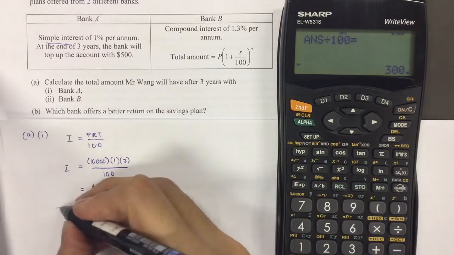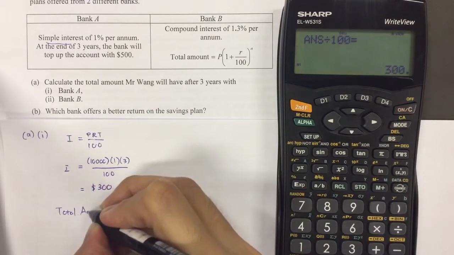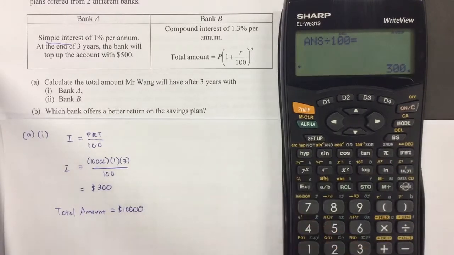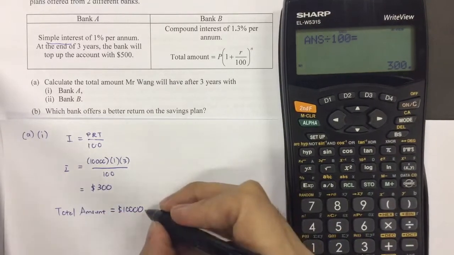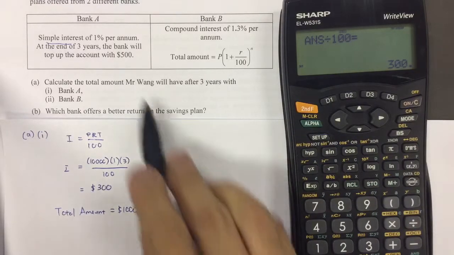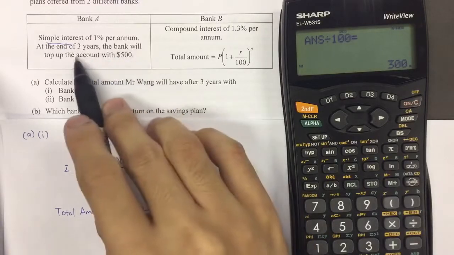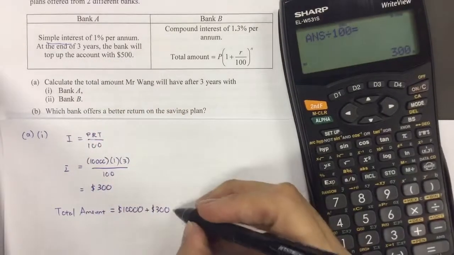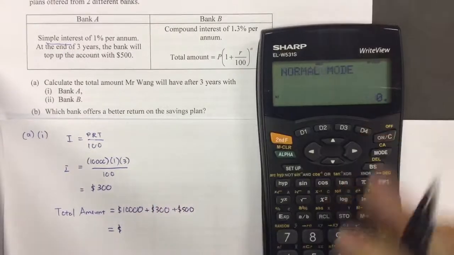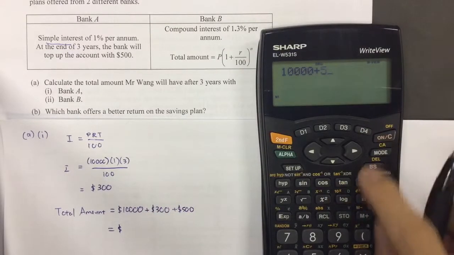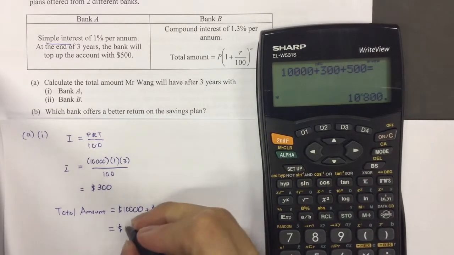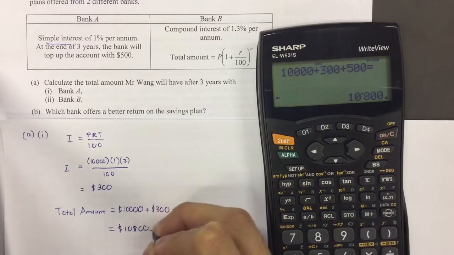So the total amount actually is the starting amount of 10,000, in other words the principal sum, plus the interest gained. Now this question has something extra here. At the end of 3 years, the bank will actually add $500. So that's why I'm going to add something extra here. Give me a total of 10,000 plus 300 plus 500. And we have $10,800 for part 1.